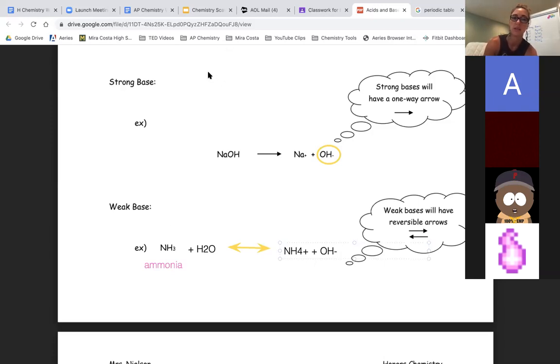Well, you can see that the hydrogen from the water is being donated to the ammonia molecule. Remember, the definition of a base is something that accepts hydrogen. So the ammonia is accepting a hydrogen. The water is donating a hydrogen. So in this case, water is acting like an acid. Water is donating, so it's an acid. Ammonia is a base, so it's accepting. And when ammonia accepts that hydrogen, we call it ammonium.